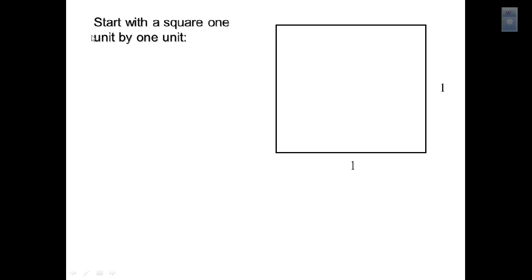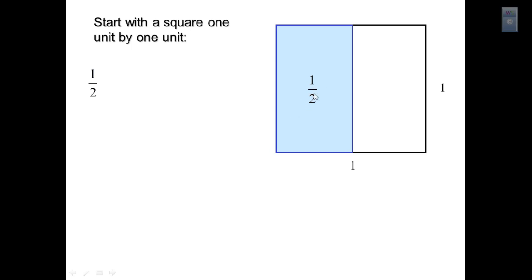So start with a square, 1 unit by 1 unit. Then take it in half. So we're going to take half of that unit with the very first part. And then what we're going to do is take half of what we just took or colored in, and do that over and over and over again.